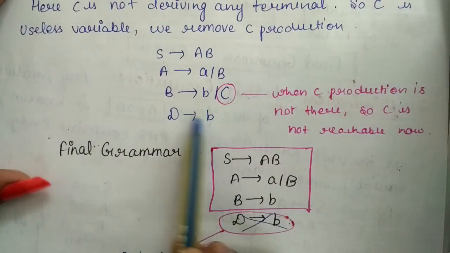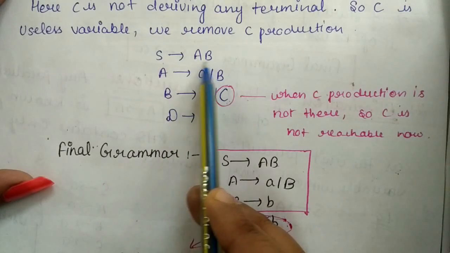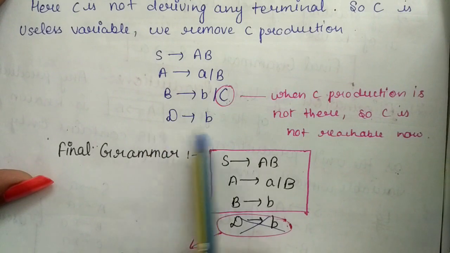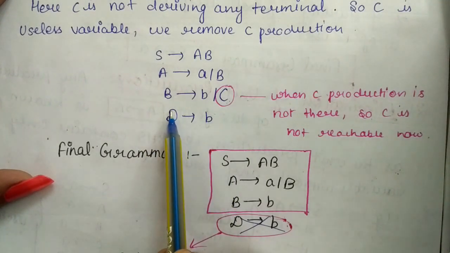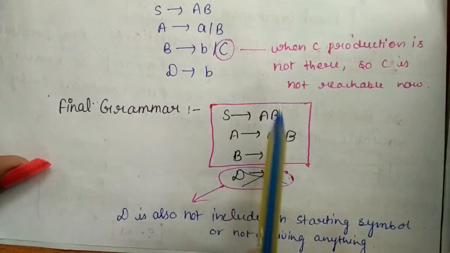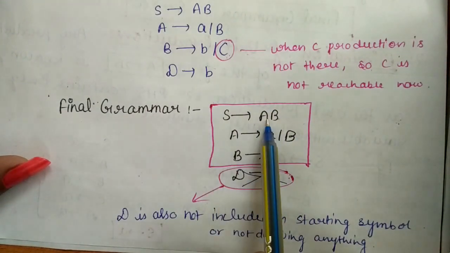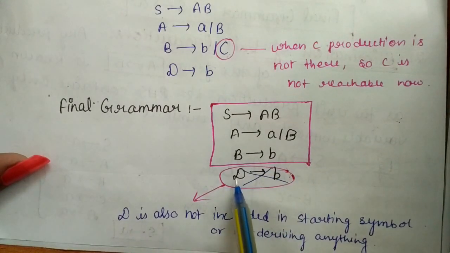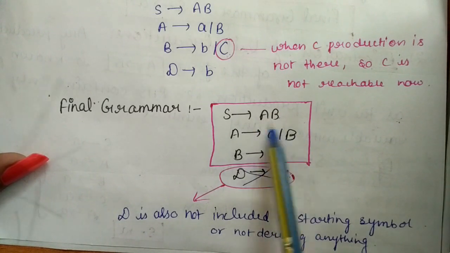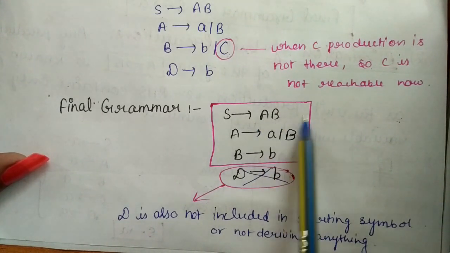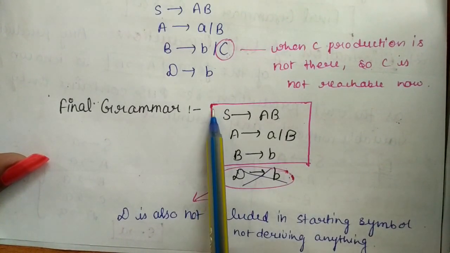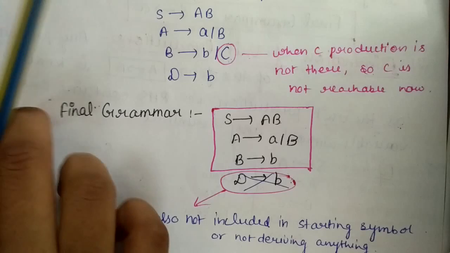But if you see, in the starting symbol we have only two variables, A and B. But what is the use of D? D is of no use because D is not included in the starting symbol, or it is not reachable. But what is the use of D? Because it is not included in the starting symbol, we also discard this production, and our final grammar is only this.